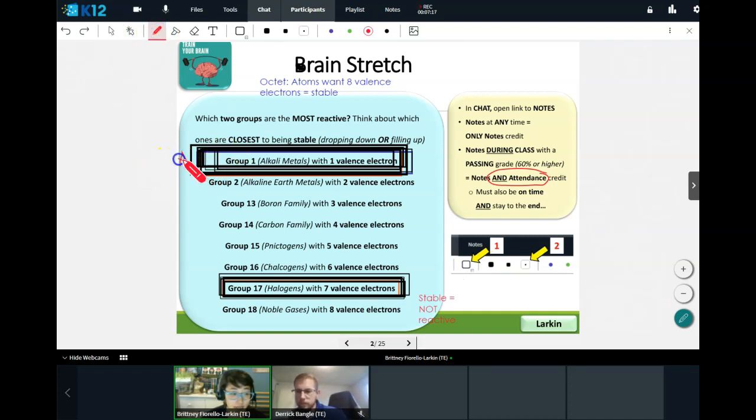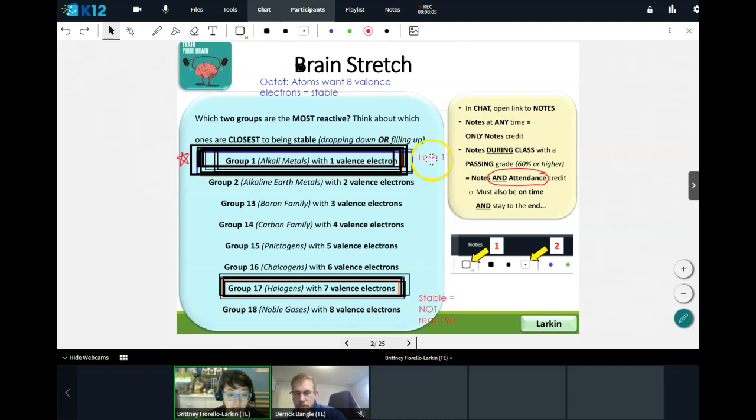So taking a look here, you are absolutely correct. Group 1 will definitely be highly reactive because it only has 1 electron. Tell me in the chat, is it going to prefer to gain or lose that 1 electron? I see Micah in the chat. Yeah, it's going to prefer to lose its 1 electron, right? So this one will prefer to lose 1.